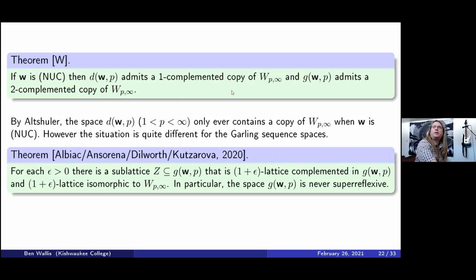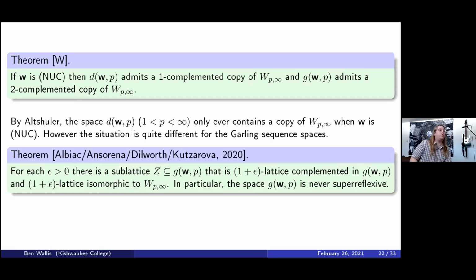But Albiac, Ansorena, Dilworth and Kutzarova all proved in 2020, it was finally published, that every Garling sequence space admits a complemented copy of W^{P,∞}. Now, they didn't use constant coefficient blocks. They used blocks of constant coefficient blocks. And that's something that you can't do in the Lorentz case. It only works for the Garling case.